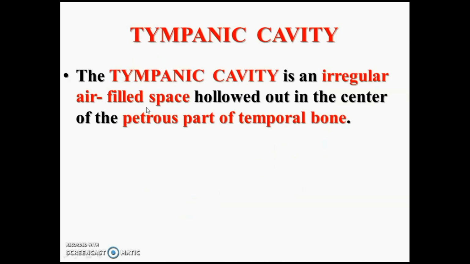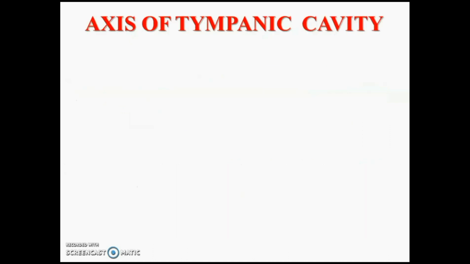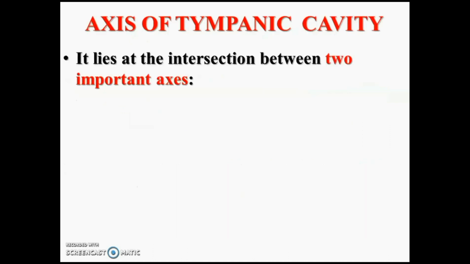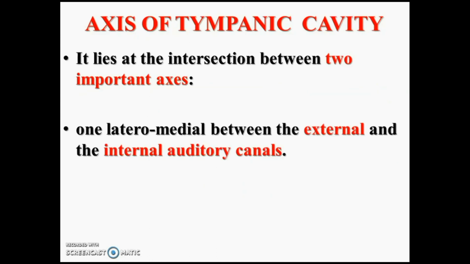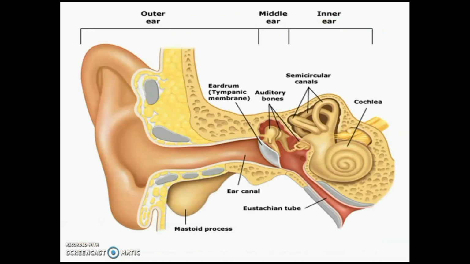The tympanic cavity or middle ear proper is an irregular air-filled space hollowed out in the center of the petrous part of the temporal bone, lined by mucosa. It lies between the external auditory meatus laterally and the inner ear medially, so it is a constricted part between these two. It lies at the intersection of two important axes: one is lateromedial, between the external acoustic meatus and internal auditory canal, and the other is postero-anterior, between the mastoid antrum and eustachian tube. So it lies at the intersection of these two axes and these four structures.